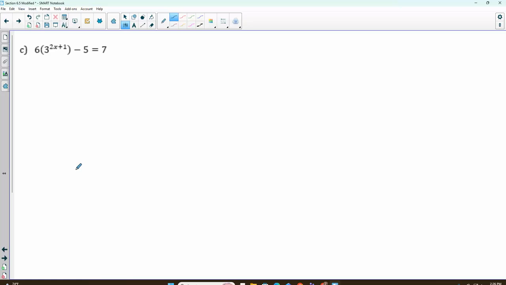Right. When I look at this, the thing with the exponent is just this 3. So I have to get that 3 by itself. So what should I do first? I can't take the 6 times 3. Order of operations says you have to do exponents before that. So what would we do instead?